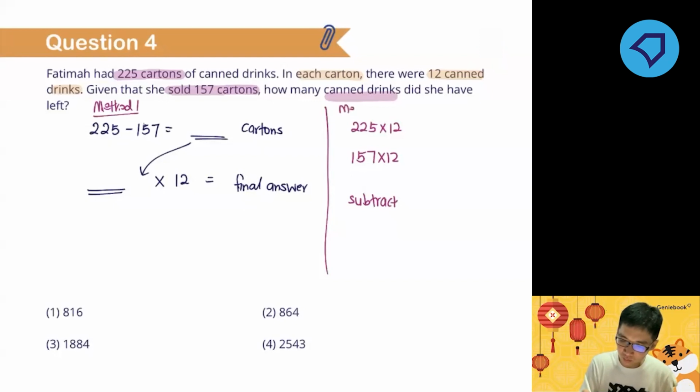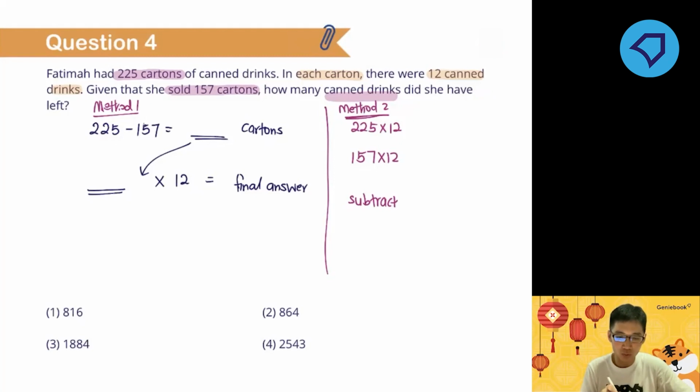This is method two. I leave it to you which method you prefer. Okay? Now let's take a look at the first step. Now let's take a look at method one, step number one. So you all understand, because we are told the number of cartons that were sold, it makes it easier if I find out first how many cartons were left after she sold.